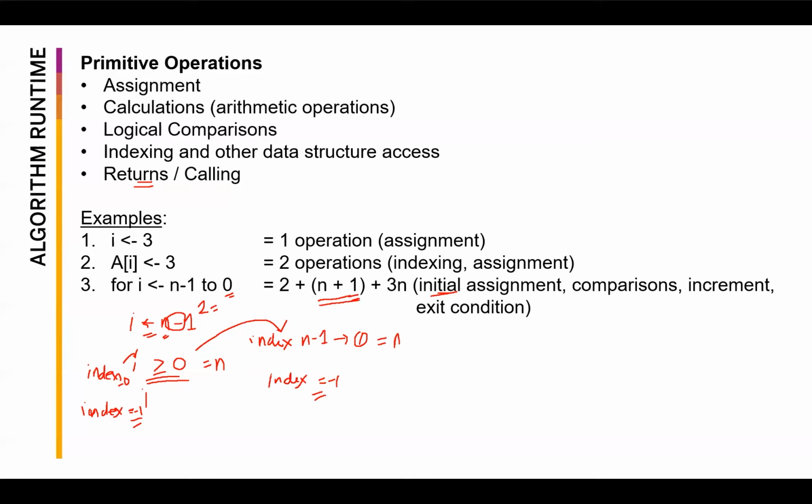Now the last one is the increment. We go from I equals I minus 1. This increment will again run from n-1 to 0. Here we have 3n because we have the subtraction, the assignment, and the reference to, or the calling of, variable I in this loop. So we have 3n here.